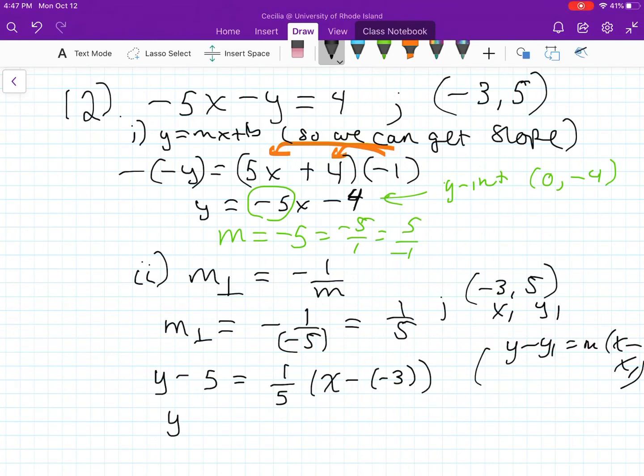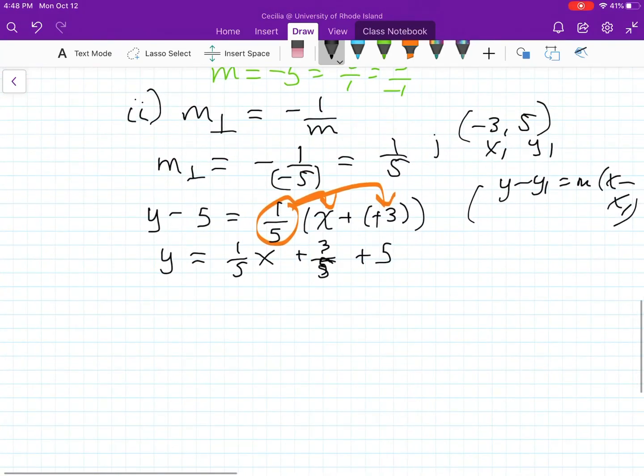Don't forget, this is y minus y1 equals m times x minus x1. All right, so we have y. We're going to add 5 to both sides, and we're going to distribute the 1/5, multiply it by each one of these, except we're going to realize also that these two negatives cancel each other out. It's a positive. So we have 1/5 x and 3/5. And now we're going to add 5 to both sides. So this is going to be y equals 1/5 x plus 3/5.